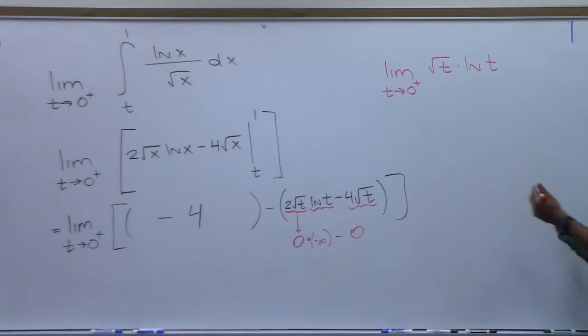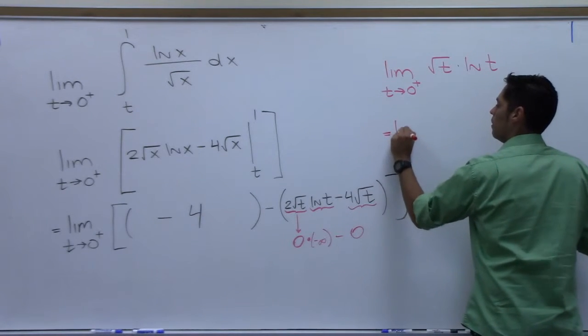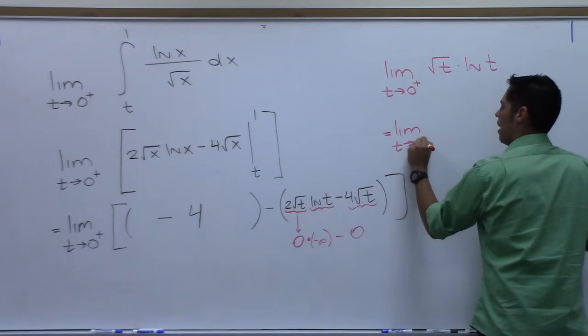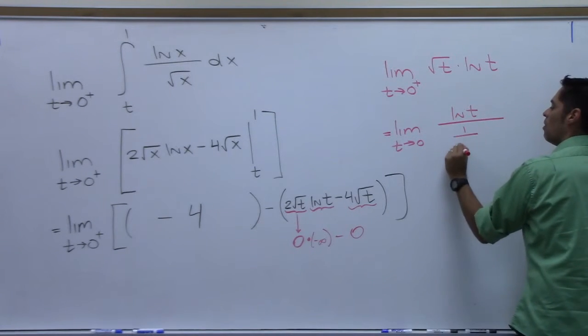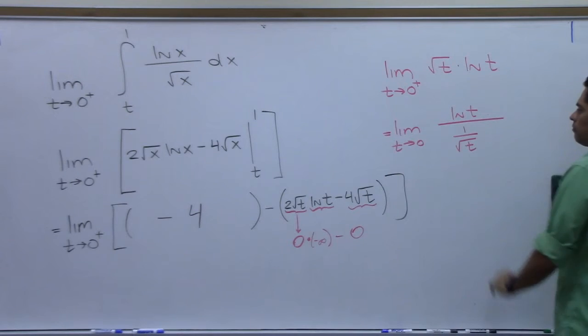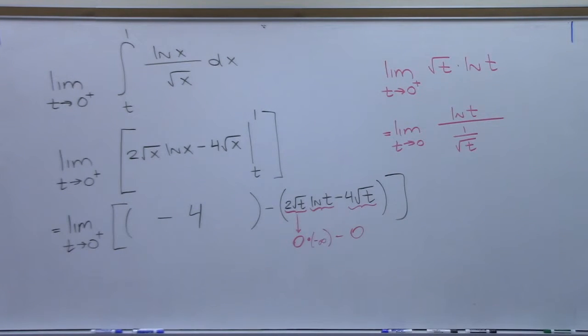Okay, so I'm going to rewrite this as natural log t. Now when we say drop it down, we mean just rewrite it as 1 over it on the bottom. And we'll do a quick check, okay?